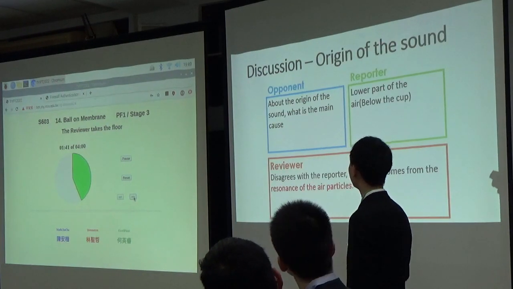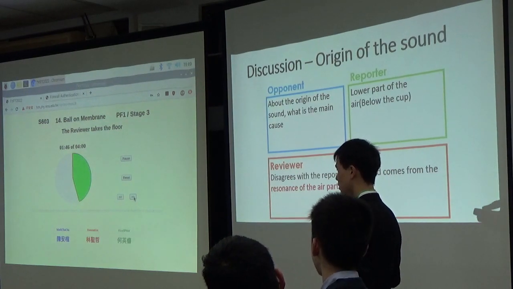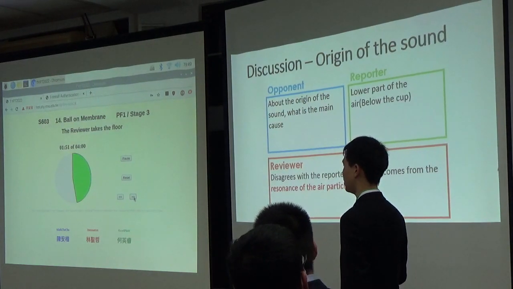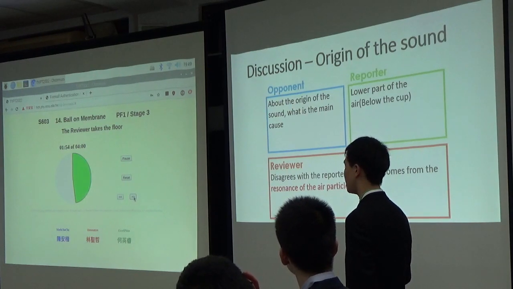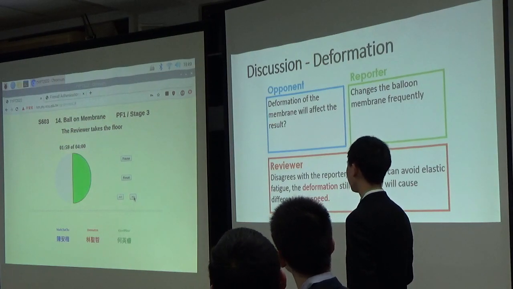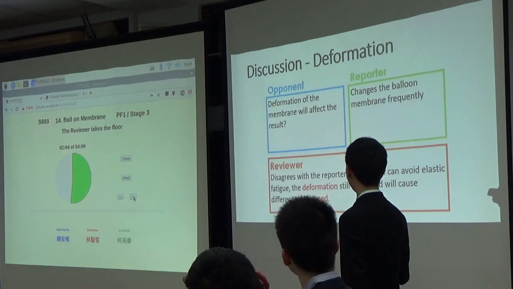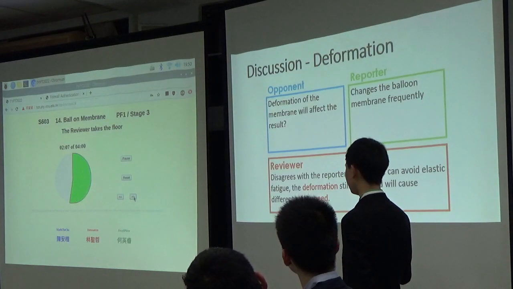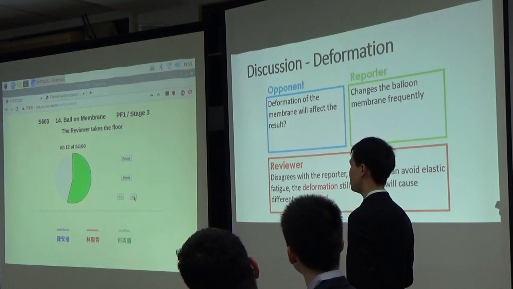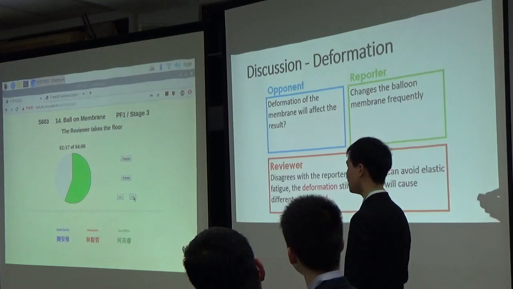For the first discussion about the origin of the sound, the reviewer disagrees with the reporter. The origin of the sound should come from the resonance that comes from the vibration of the membrane and causes the resonance of air particles. For the second part of discussion about deformation, the reviewer also disagrees with the reporter. Although you can avoid elastic fatigue by changing the frequency of the membrane, the deformation when the ball collides with the membrane still exists and will cause different wave speed because the instantaneous tension is different.